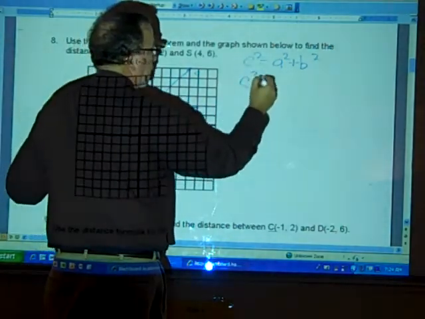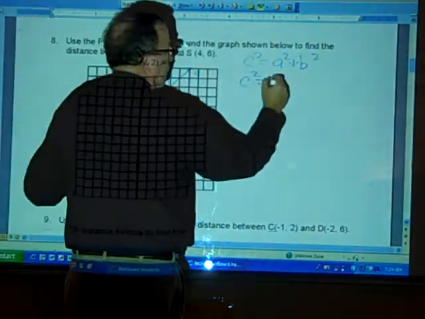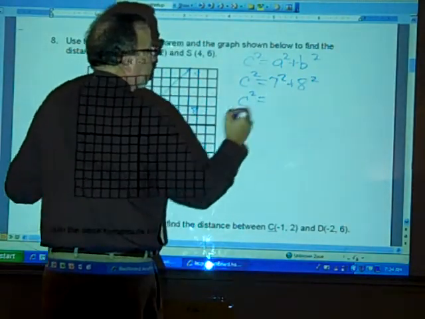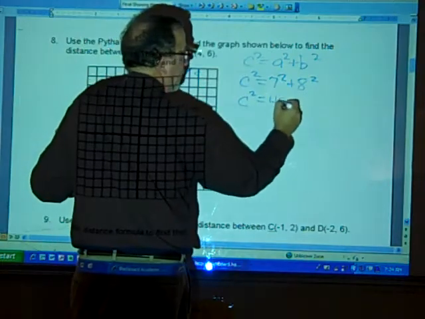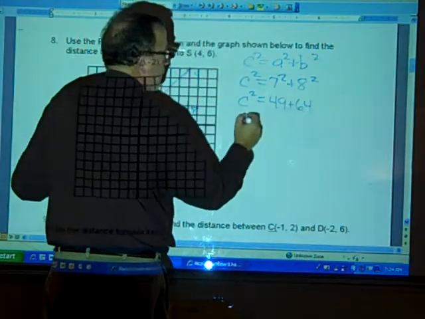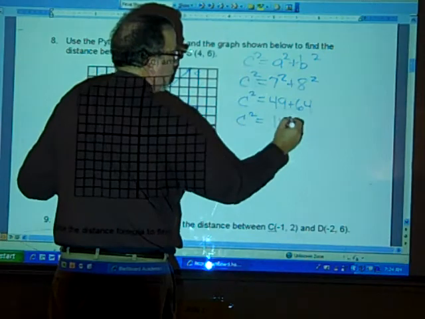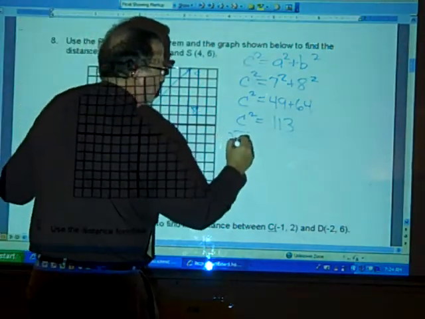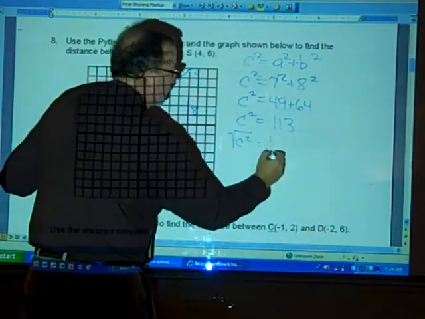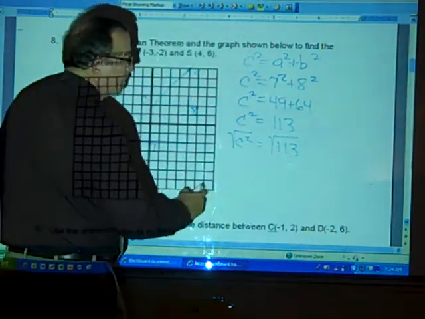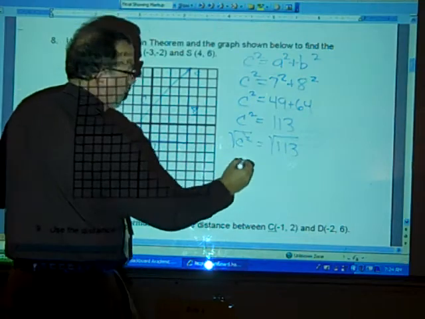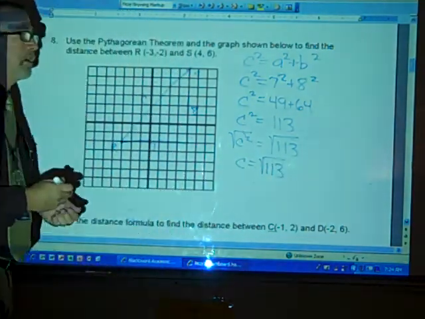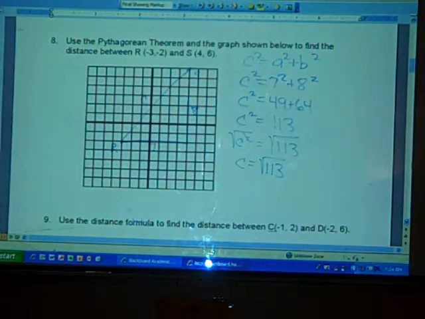So we've got C squared equals 7 squared plus 8 squared. So C squared equals 49 plus 64. C squared equals 113. We want C, not C squared, so we're going to take the square root of C squared. And we're going to have to do the same on the other side. When you take the square root of a square, they cancel out, so we've got C equals the square root of 113. And you cannot simplify that.